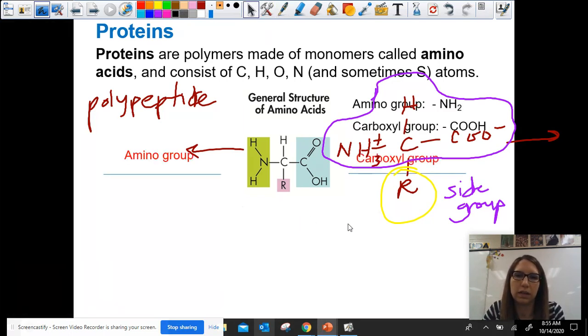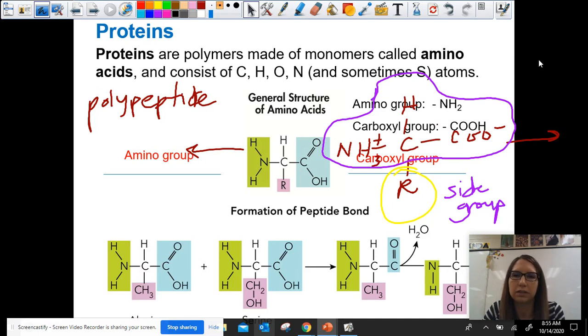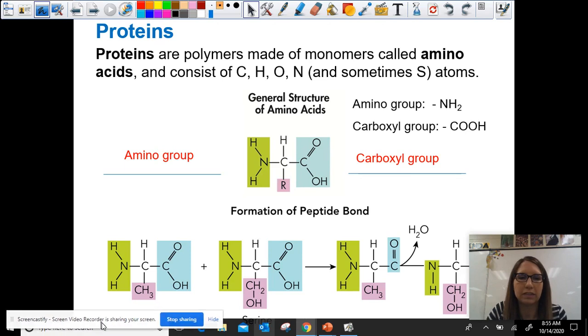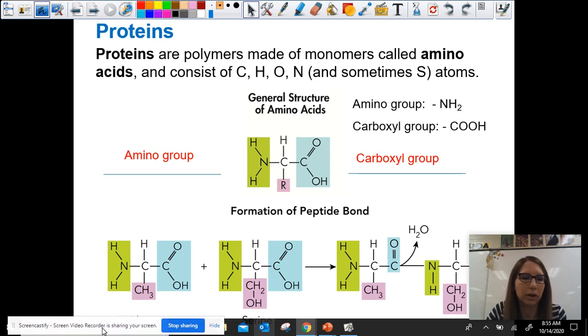So let's see. I've got amino and carboxyl there. Let me erase the other stuff I've put on here. So here are some of those labels, all right? It would be good if you label each of these amino and carboxyl, right? And then, of course, that side group there. What they're showing you down here is how we actually form something called a peptide bond.